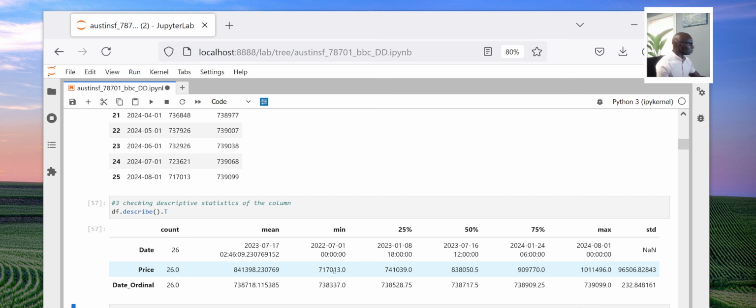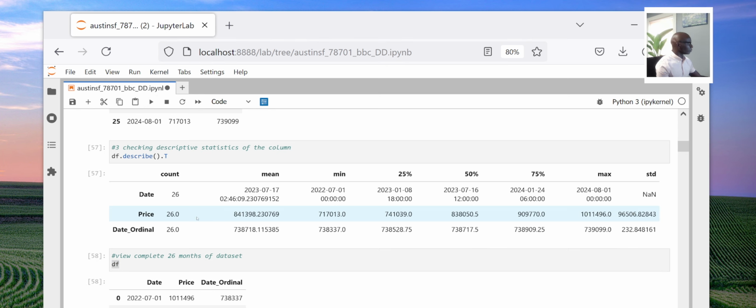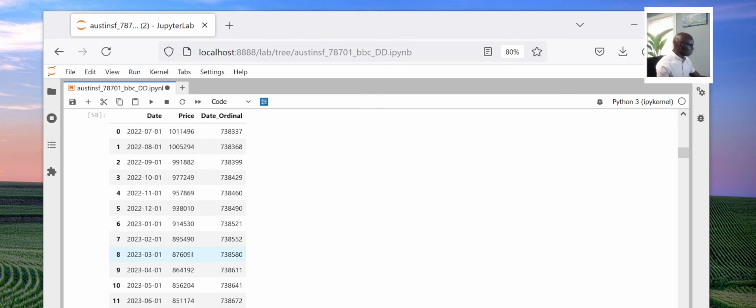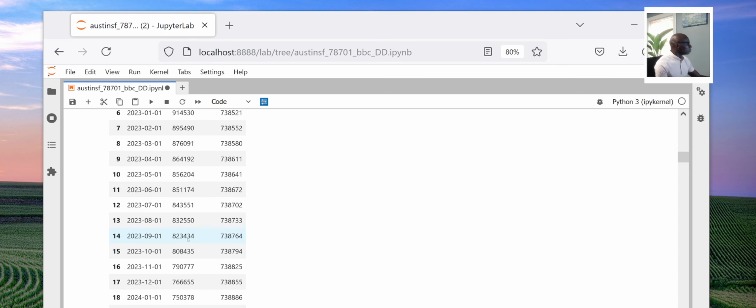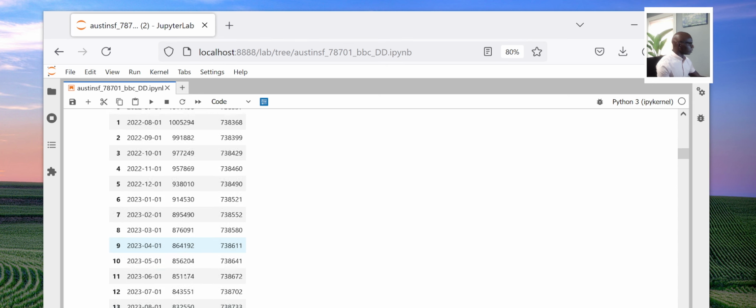Now I just want to take a look at the complete data set. Quick observation, it seems like the data has a negative relationship with the date. So for example, as we proceed on with the months, it appears that the prices are decreasing in Austin for single family homes.